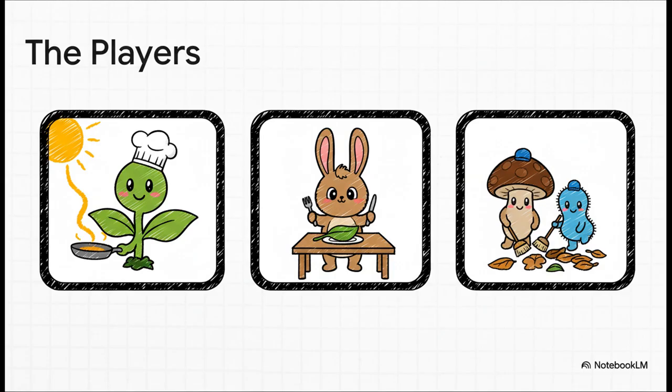Now on this team there are three types of star players. First, we have the producers. They're like the chefs, the green plants that make their own food. Then we have the consumers, like you and me, who eat the food. And finally, we have the super important decomposers, the cleanup crew, like bacteria and fungi who break everything down.